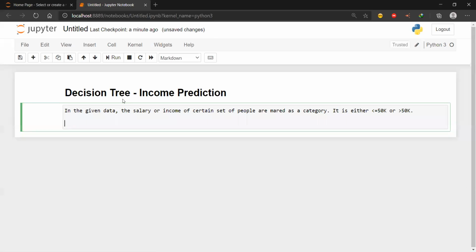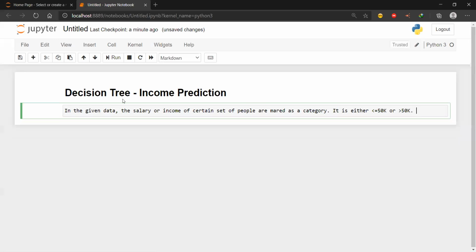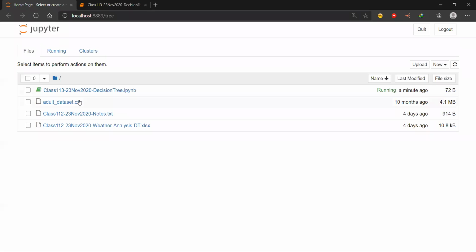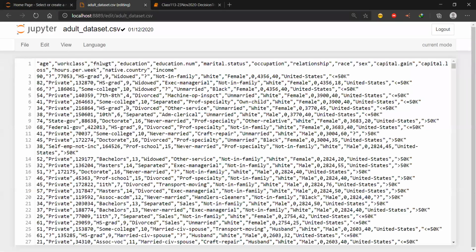Let's first of all give a name to this file of ours, otherwise we will lose it, right? Give me a moment. This is class number 113, class 113, 23 November 2020, and let's call it decision tree. Right now, I have copied this data, adult dataset.csv.